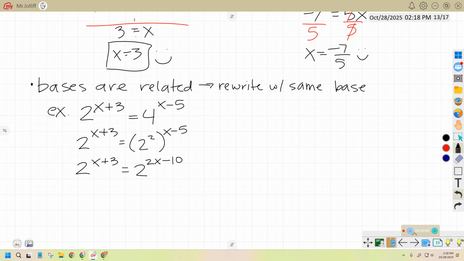This hopefully looks familiar. Now that they have the same base, what do I know about their exponents? They are equal. Very good. x plus 3 equals 2x minus 10. I'm going to move the x's to the right and the numbers to the left. So minus x, minus x. I want to move the numbers the other direction. So plus 10, plus 10. 10s cancel. x's cancel.